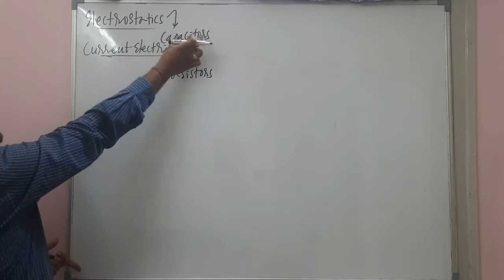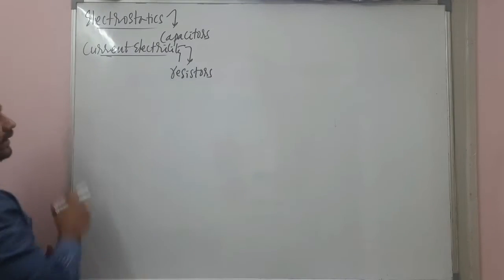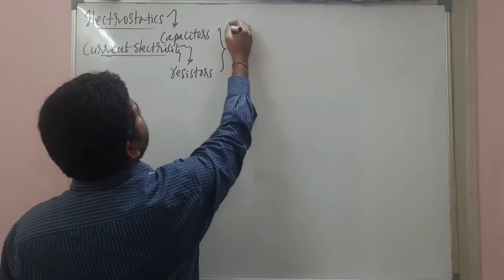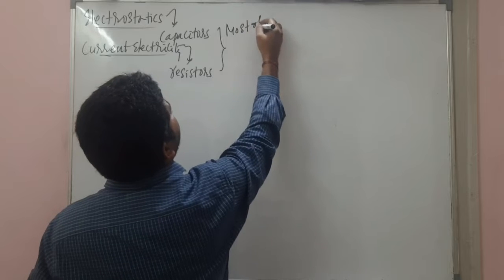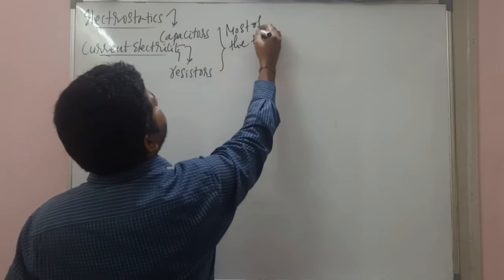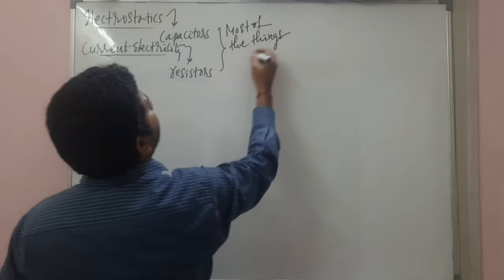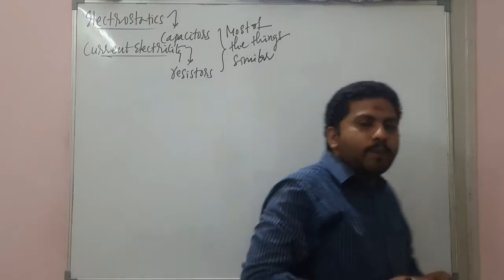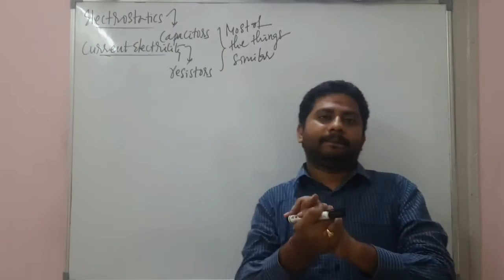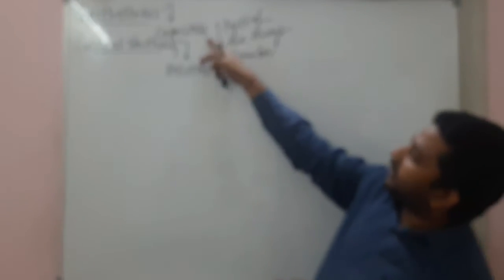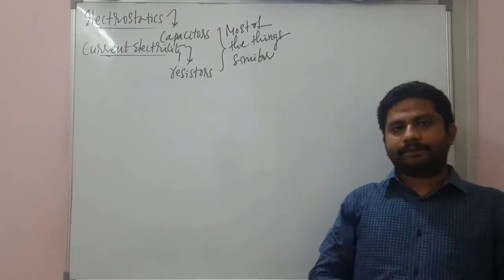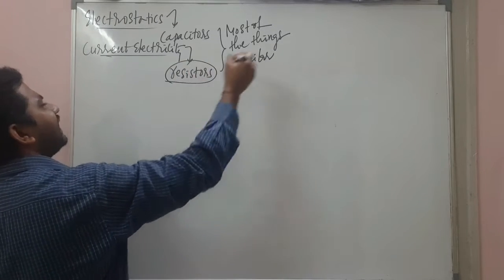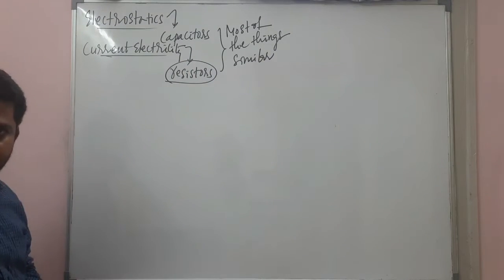From electrostatics, we study about capacitors. From current electricity, we study about resistors, because most of the things are similar in capacitors as well as resistors. Most of the things we deal with similarly, so that's the reason I'm combining these two concepts today. Let's begin. Let's talk about the resistors first. Then at the end we'll talk about the capacitors.